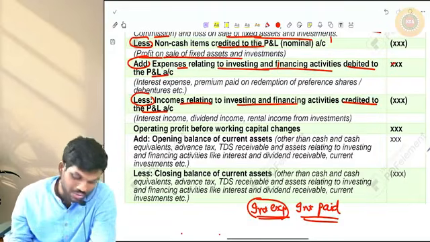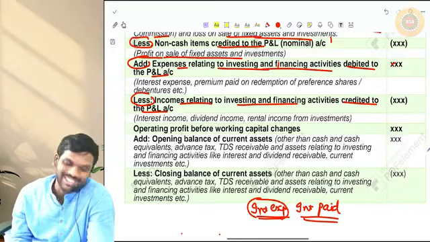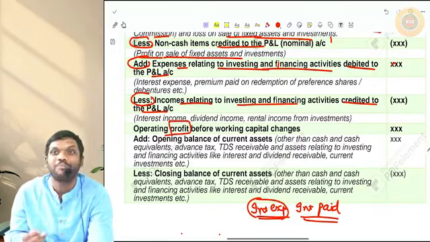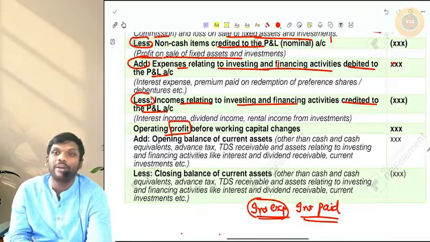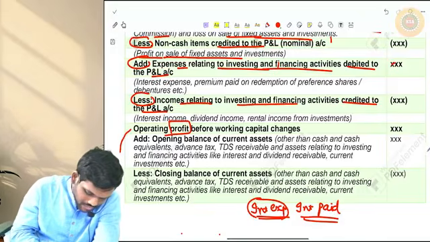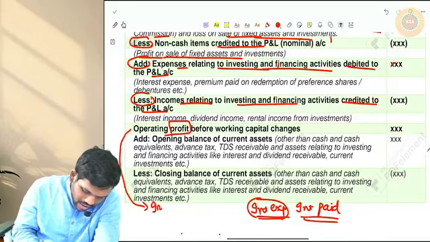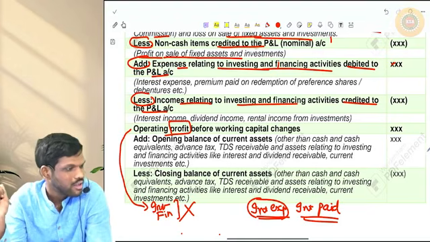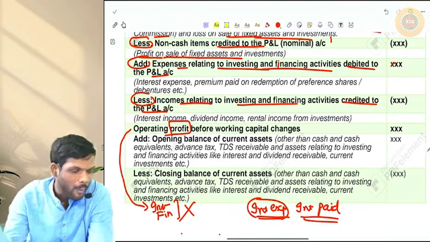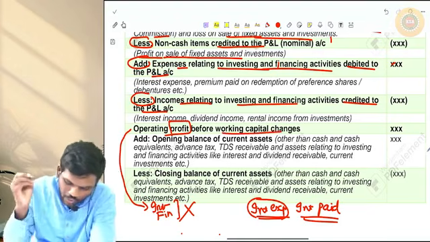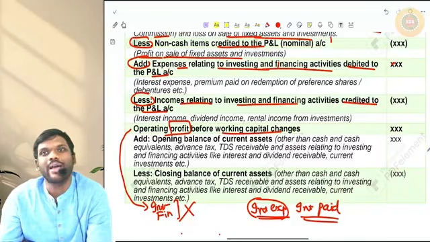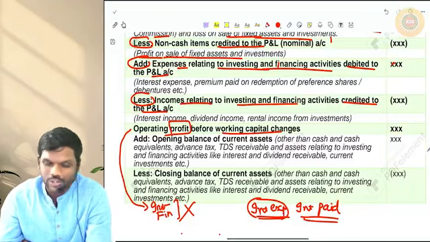Okay. If you do all this, still you won't get cash flow. Still what you have got is operating profit. Sir, why is it now called operating profit? Because everything relating to investing and everything relating to financing has been removed. That is why now it is called operating profit before working capital changes. Now you have to do working capital changes. Sir, what we should do?